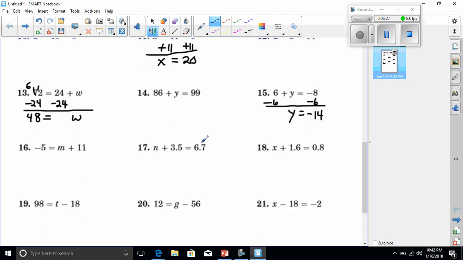Number 17 says n plus 3.5 equals 6.7. The only thing they're doing to try to make this scary is giving you some decimals in there, which we know how to use, so that's not going to bother us at all. We're going to subtract the 3.5. And if I subtract 3.5 from one side, I have to subtract the 3.5 from the other side.